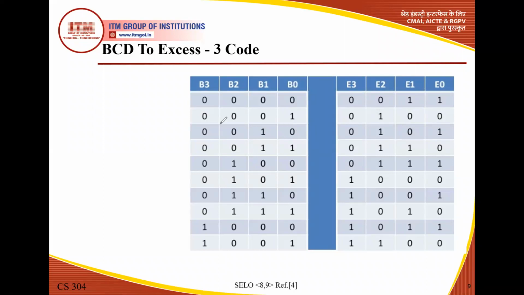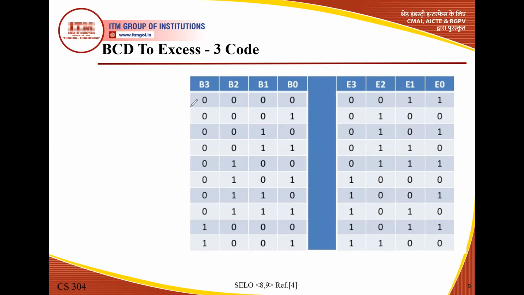This 0010 represents decimal number 2. When we add 3, 2 plus 3 is 5, so the equivalent excess-3 is 0101. Suppose this 1001 represents 9 in decimal. When we add 3, 9 plus 3 is 12, so 1100 represents 12. Suppose that this 1000 is 8, 8 plus 3 is 11, so 1011 represents 11. This is the excess-3 code for the corresponding BCD.